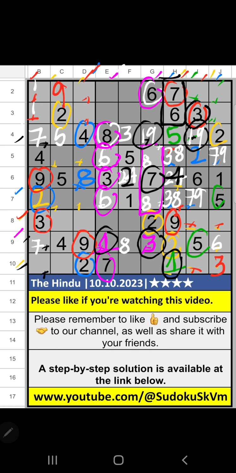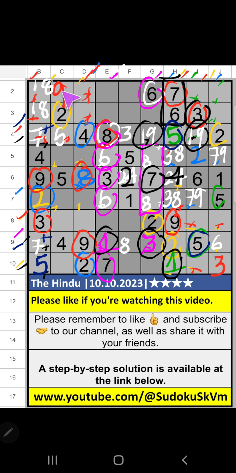Column D, 4th row we have 8. So 8 can't come in these cells. 8 will come in one of these cells. Confirm later. 4th row and 9th row we have 5. So 5 can't come in these cells. Then 5 is confirmed here.